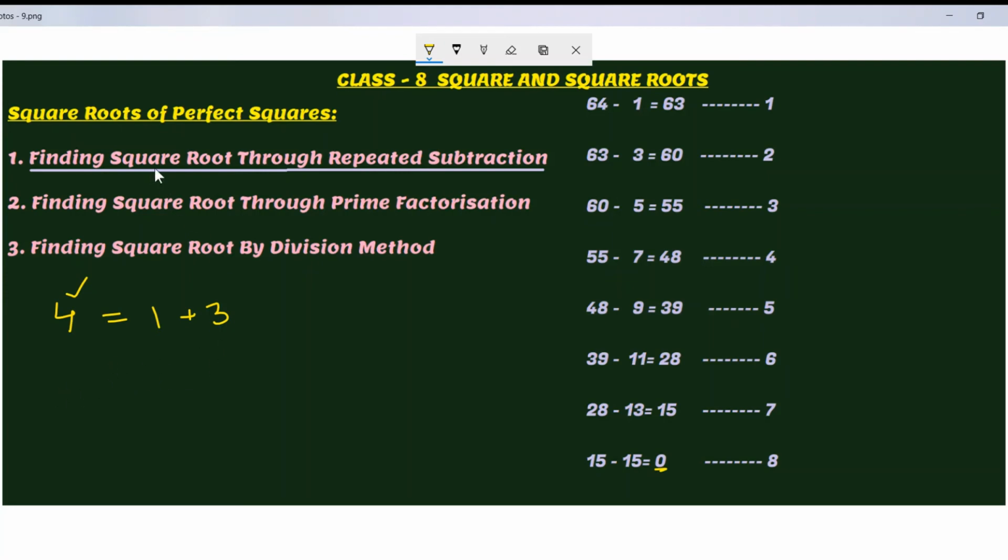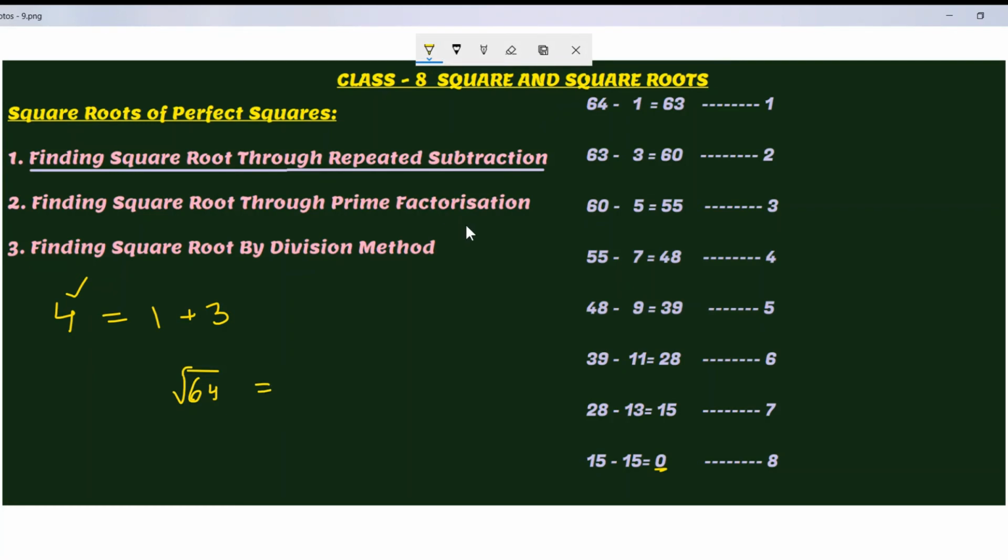One more thing we have seen on the first page: the square root is the reverse operation of squaring a number. So we can say the square root can be found by subtracting the successive odd numbers. Here a square can be expressed as the sum of successive odd numbers, and the square root can be found by subtracting the successive odd numbers from the square number. Here we need to find the square root of 64.